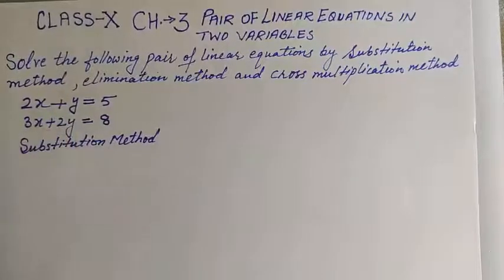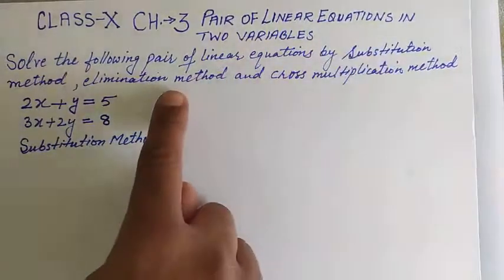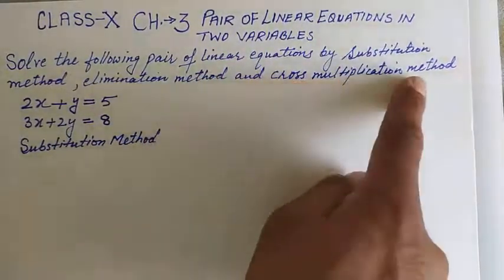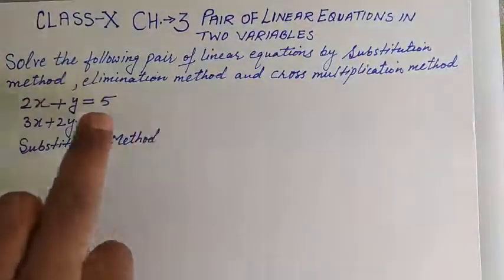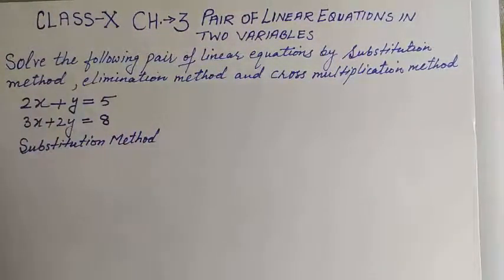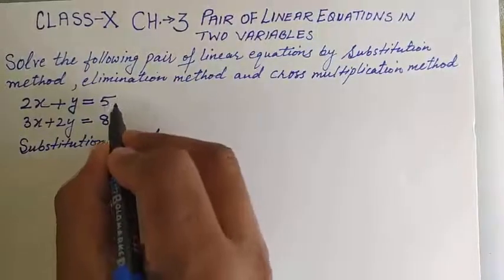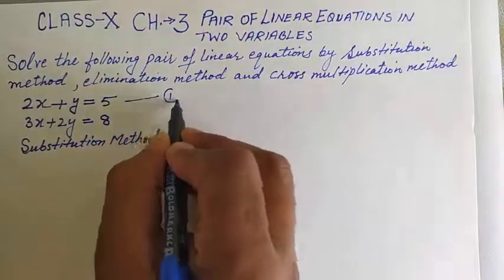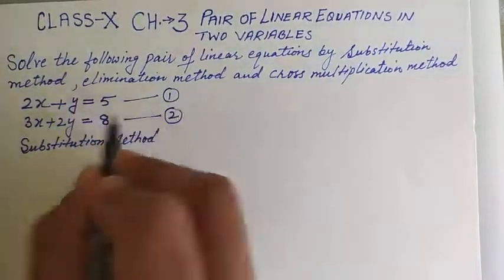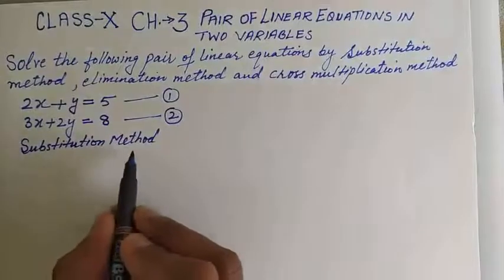In the previous video, I told you that there are 4 methods to solve a pair of linear equations. So first one is graphical method, and other 3 are algebraic methods, which are substitution method, elimination method, and cross multiplication method. So with these 3 methods, we will be solving this pair of linear equations. So let's start. First of all, we will write these equations as equation number 1, suppose this is, and this is equation number 2. So first method is substitution method.